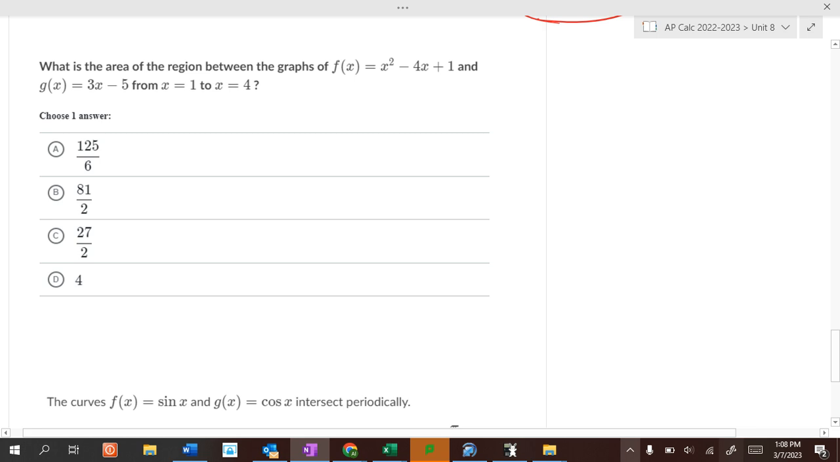What is the area between the regions? All right. Let's just look at the graph of this.